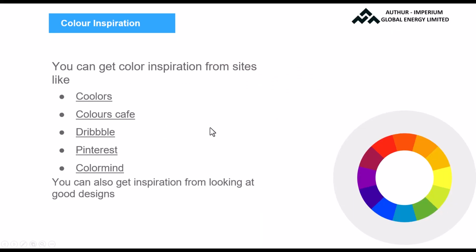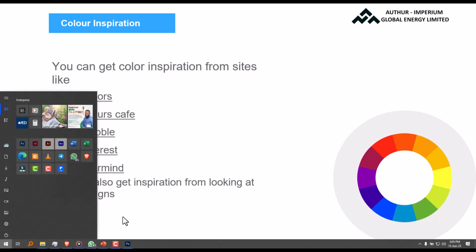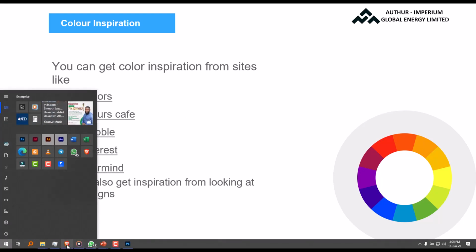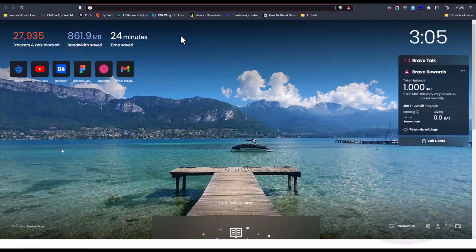Okay, so let's talk about websites for getting inspiration for colors. I've mentioned some of them here. You can Google any of these: Colors, ColorSafe, Dribble, Pinterest, and ColorMind. I'm going to quickly run through some of these websites, and especially we're going to be talking about Dribble and using it to create a portfolio. So let me go to my browser, and I'll go to dribble.com.